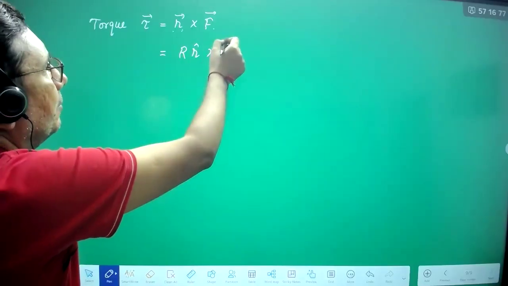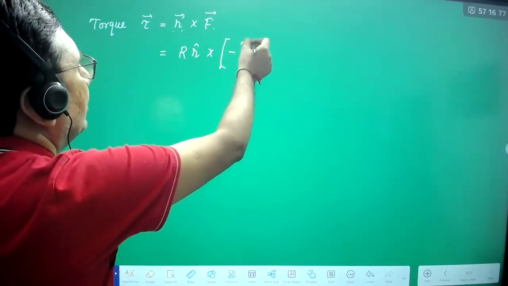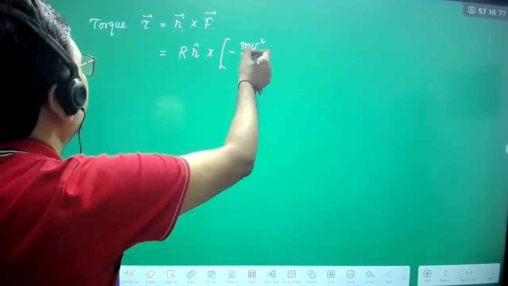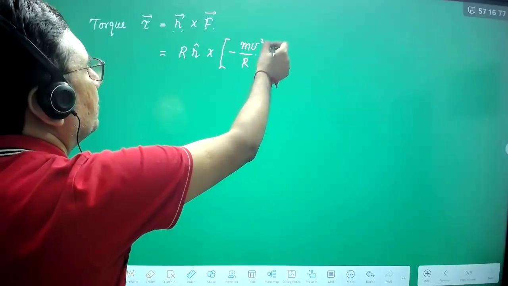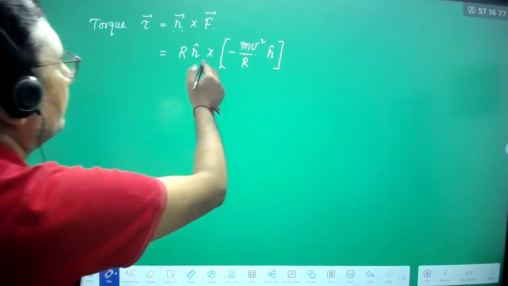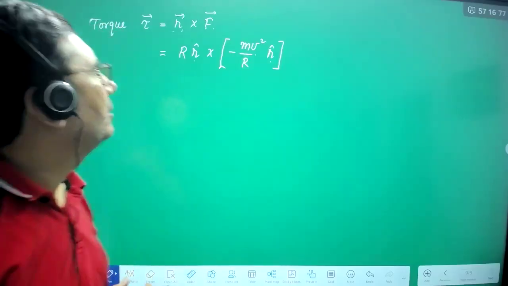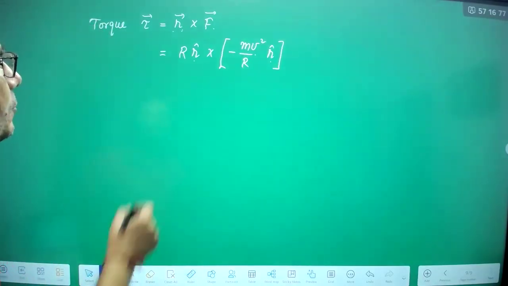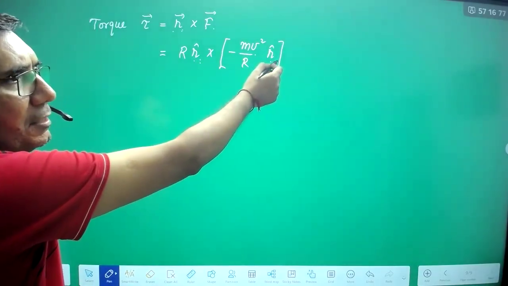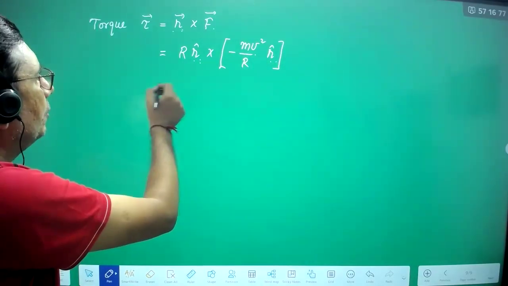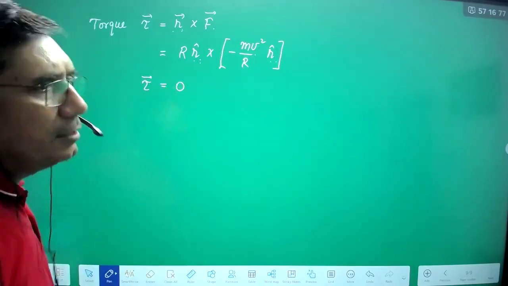In the cross product, I can write this will be minus mv square upon R, and this will be R cap. So what I'm saying, this is R cap cross R cap. So this will be 0. Try to understand, R cap cross R cap is created here. So theta is 0, so this torque is 0. Torque is 0 in this case.